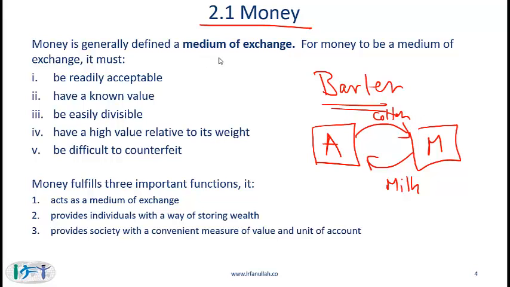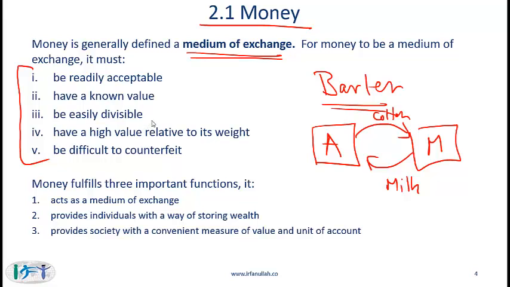Traditionally, money has been defined as a medium of exchange. And for money to be a medium of exchange, it must have the following qualities. It must be readily acceptable. It must have a known value. It must be easily divisible.